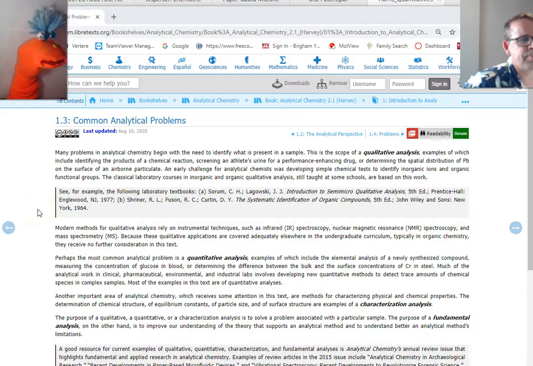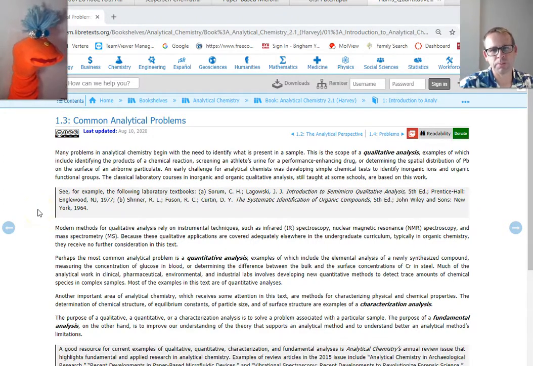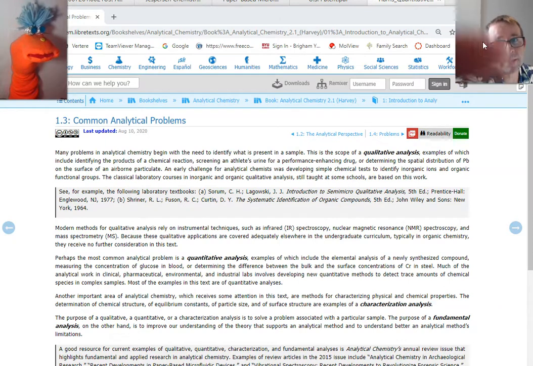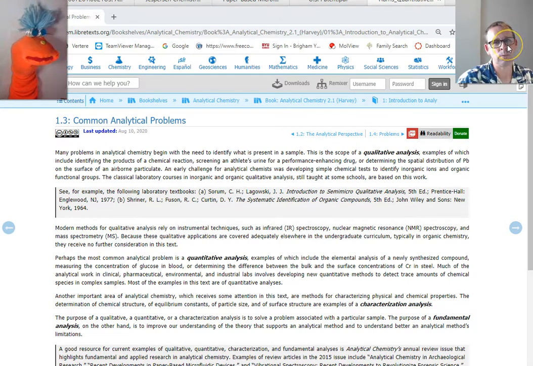All right, so different common problems in analytical chemistry. Oftentimes problems, especially initial problems, are qualitative in nature. We just want to know, is there lead? Is there too much carbon, or is there carbon dioxide in the sample? Is there gasoline in the water? That sort of thing.